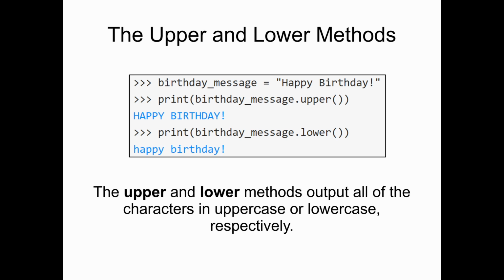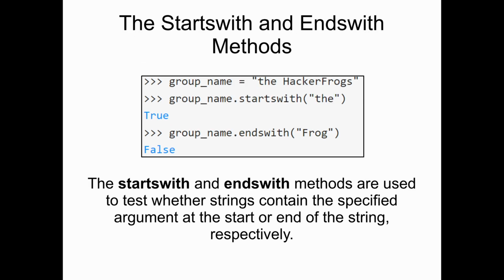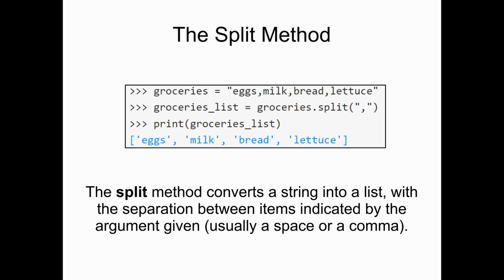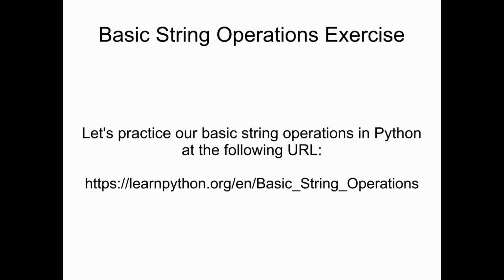The upper and lower methods output all of the characters in uppercase or lowercase, respectively. The Startswith and Endswith methods are used to test whether strings contain the specified argument at the start or end of the string, respectively. The split method converts a string into a list with the separation between items indicated by the argument given. Let's practice our basic string operations in Python at the following URL.